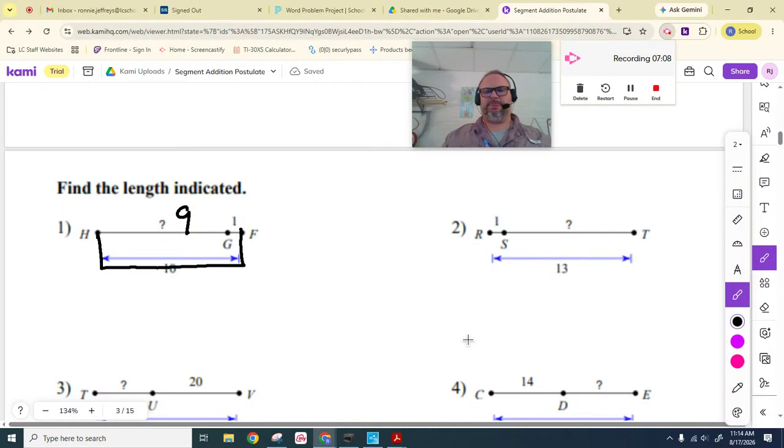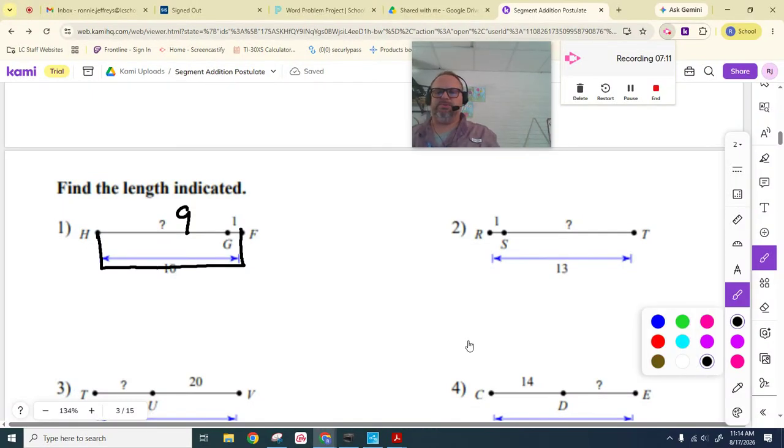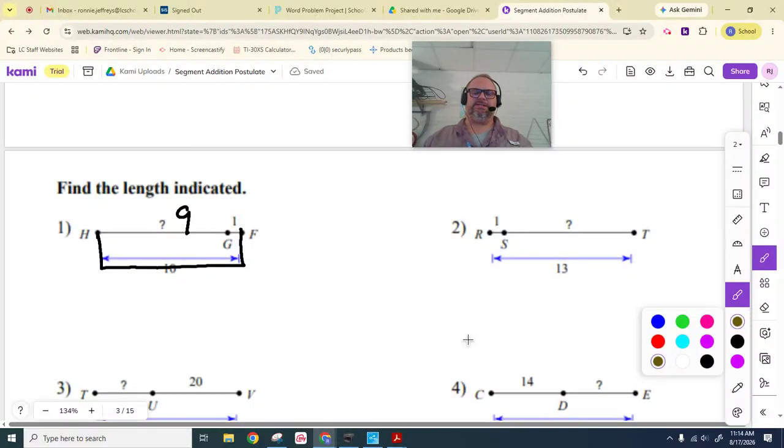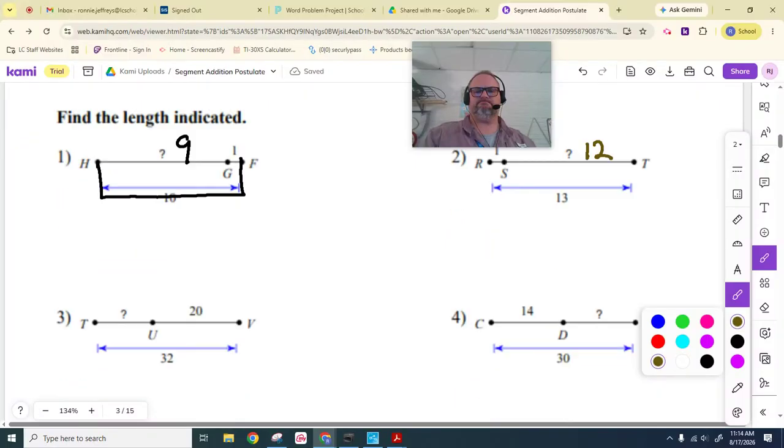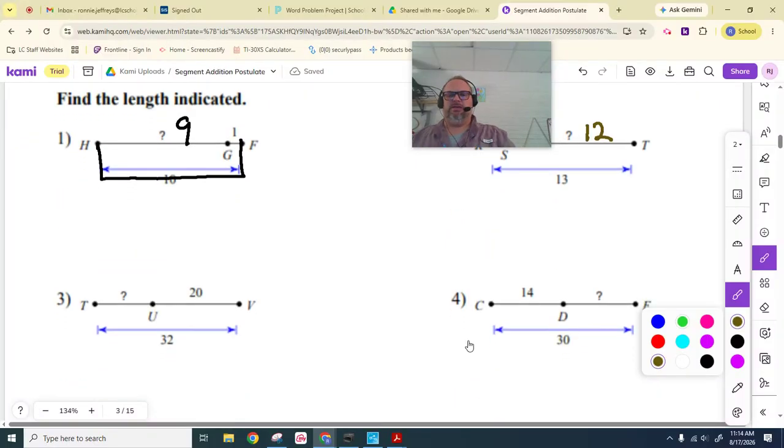All right, so number 2. Whole thing is 13. This is 1. We're missing 12. Number 3. It's 32. This is 20. This would be... Whole thing is 30. This is 14.